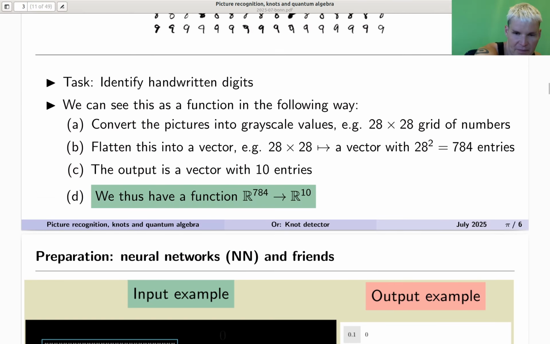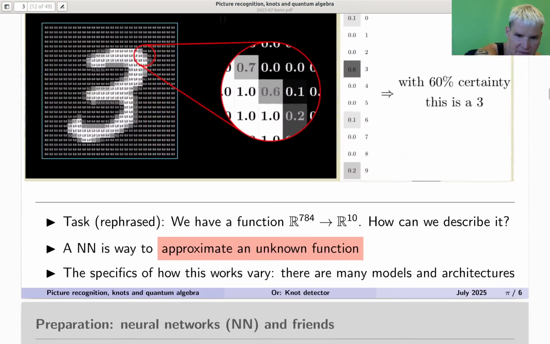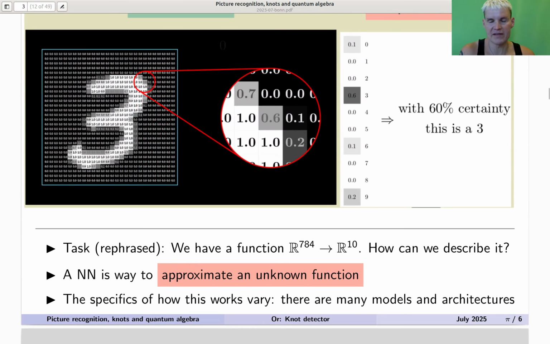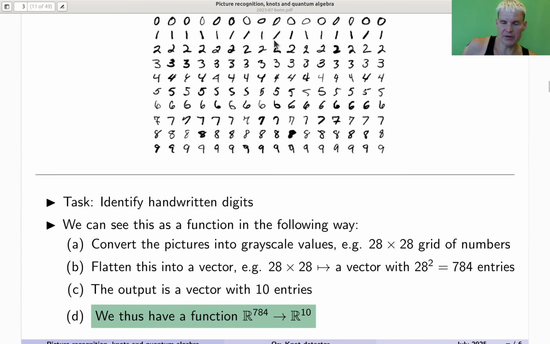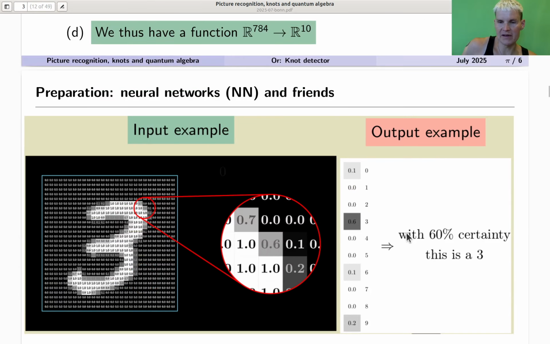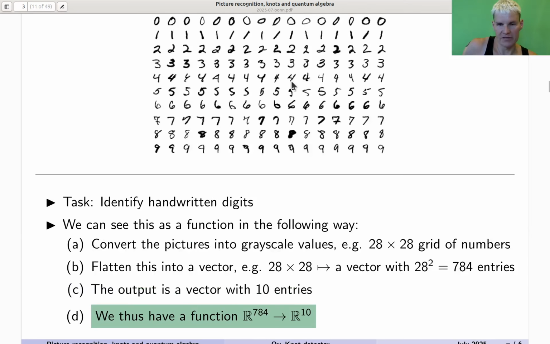So this is really just a function, right, from a certain space into another certain space. And the task of a neural network is to describe that function. A neural network is an approximation of such an unknown function, right? So this is literally, there should be a function that takes a picture and produces a probability of what type of number it is. And this function is probably very complicated. It's not one of your standard functions.